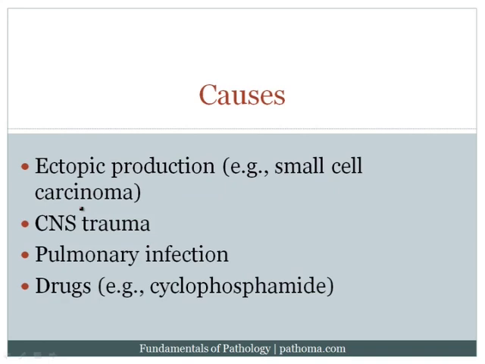The causes include ectopic production. One of the classic associations is small cell carcinoma of the lung. Recall that it can produce antidiuretic hormone, giving you a syndrome of inappropriate antidiuretic hormone secretion. A CNS trauma can also do this. Pulmonary infection, in fact, pulmonary pathology generally can do this. For example, patients with COPD can have this. In addition, patients with pulmonary infection can have this. And then some drugs, for example, cyclophosphamide, can also result in inappropriate antidiuretic hormone secretion.